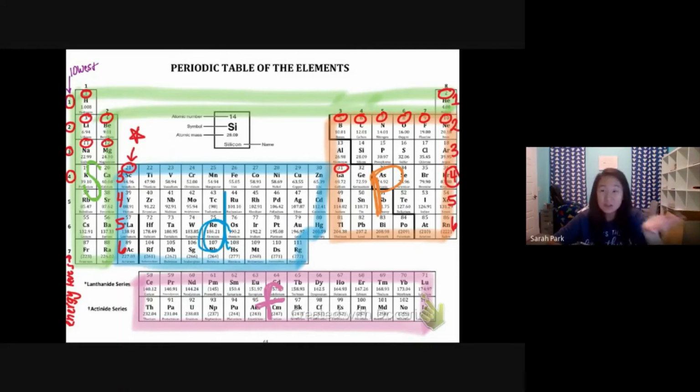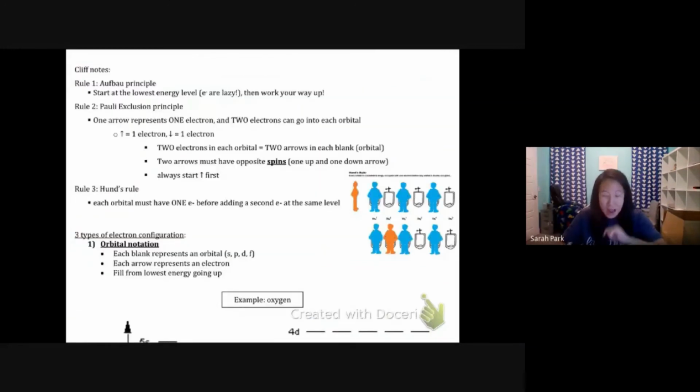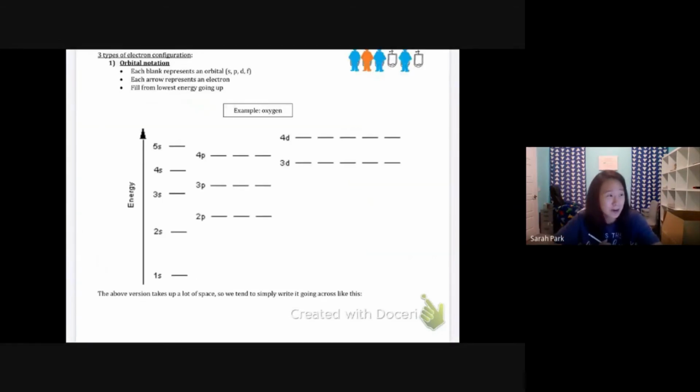Let's do a couple of examples together to really hone it in. Remember that there are 3 rules to follow, and I'm going to show you an example of these 3 rules while we do an example together. This is here for reference, and I'll keep going back to it. Let's look at this example right here. In order to visually show orbital notation, we use a bunch of lines and arrows.